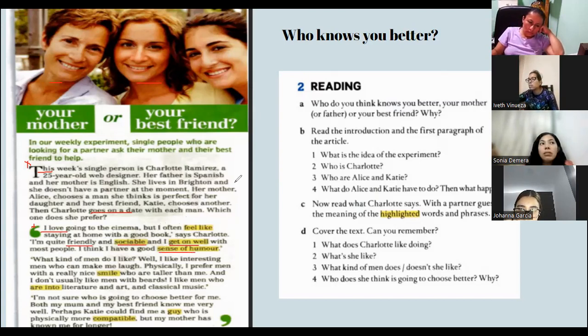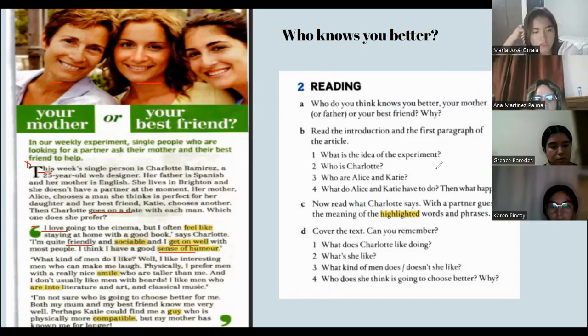How is Charlotte's personality? So how can we describe it? Friendly and social. She's friendly, she's sociable, so she's very talkative. She has a good sense of humor, so she's really nice. She's a nice girl, right? According to her personality description.